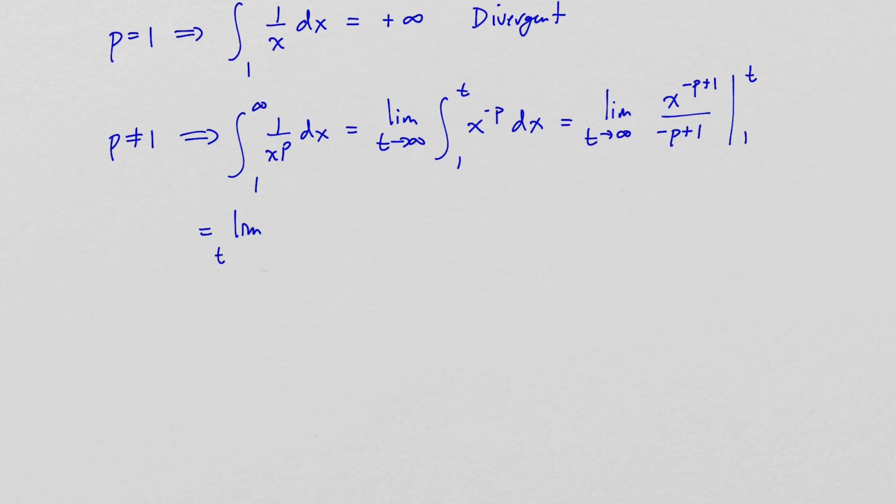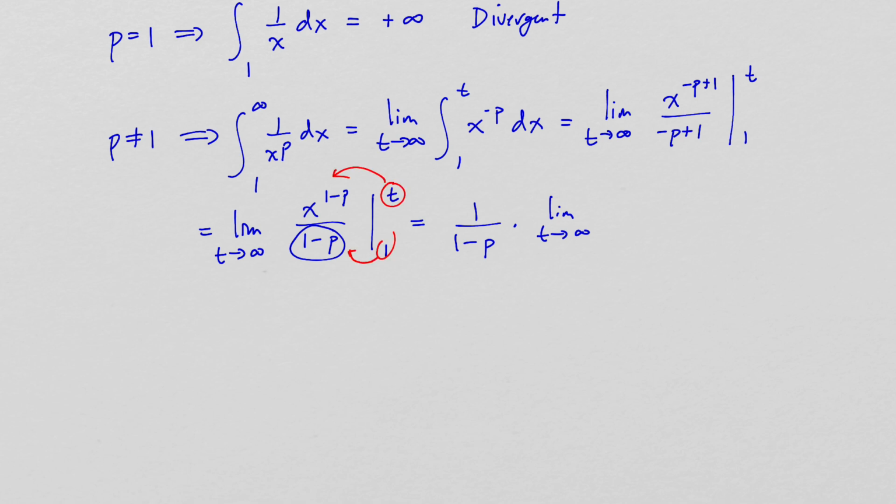And this is equal to the limit as t goes to infinity. Let's rewrite this a little bit. I'm going to say that this is x to the 1 minus p divided by 1 minus p from 1 to t. Now, 1 minus p in the denominator can be factored out of the whole limit process because it does not depend on t. And then I'm going to plug my upper and lower limits into my function here. And that is going to give me t to the 1 minus p minus 1 to the 1 minus p. Now, 1 to the 1 minus p is just 1.